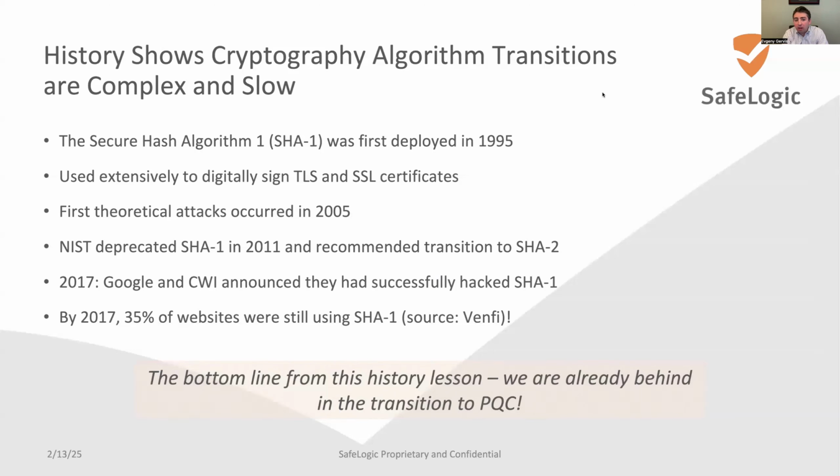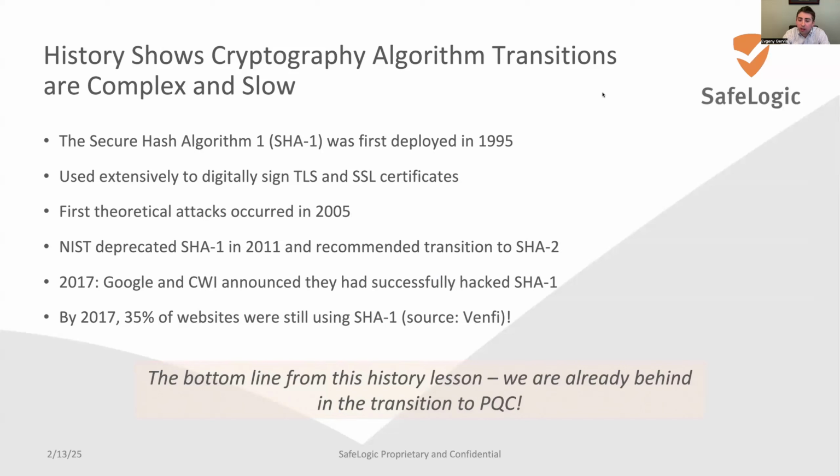In 2005, there were some first theoretical attacks. So it really started showing cracks 20 years ago that, essentially, you can have problems with SHA-1. And by 2011, 6 years later, NIST actually said it's deprecated now. We don't recommend using it. And it recommended transitioning to the SHA-2 category of hashing functions.